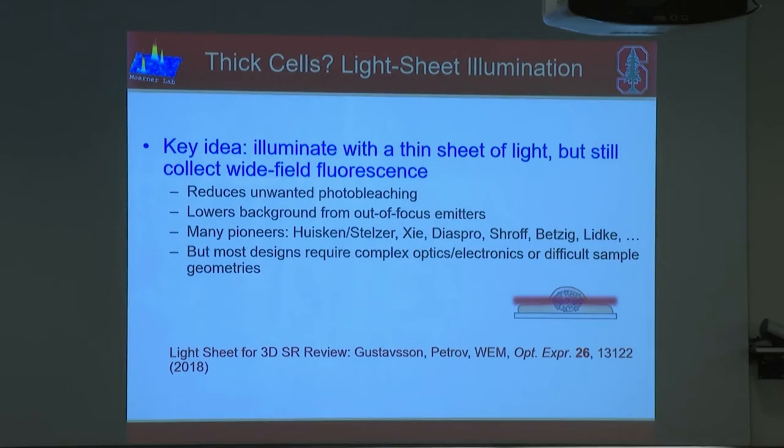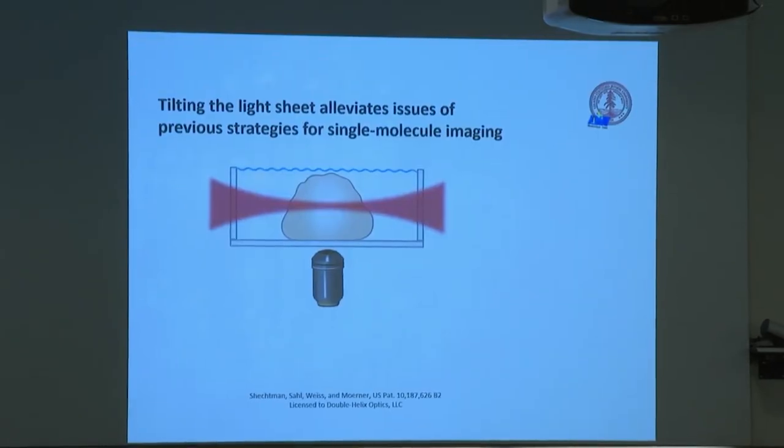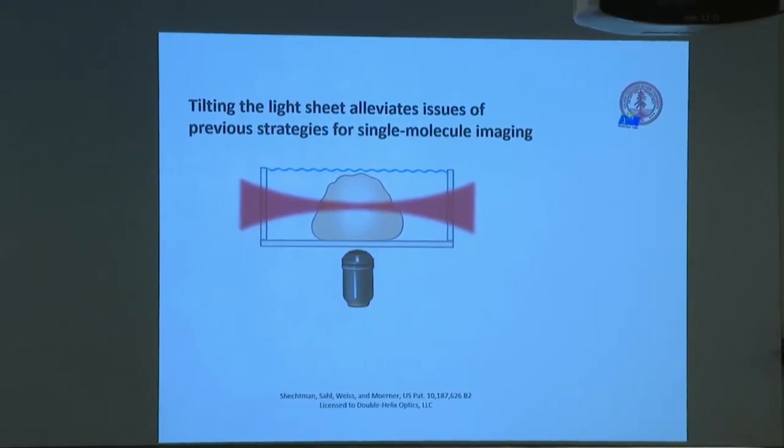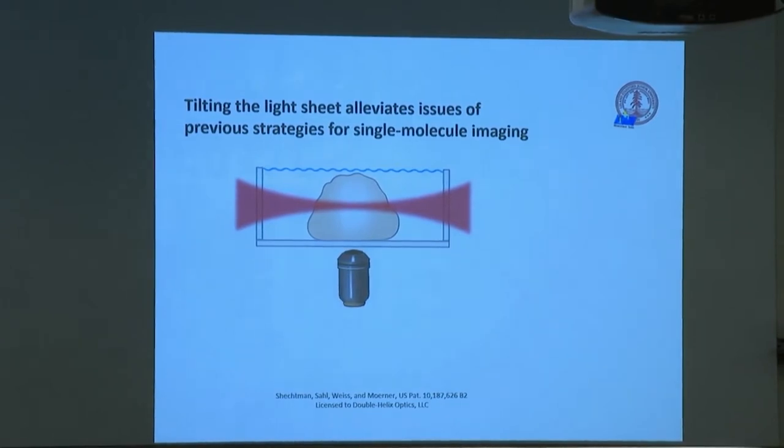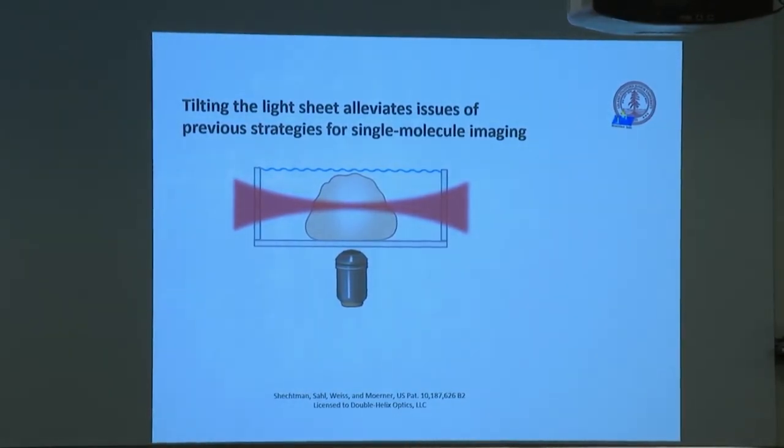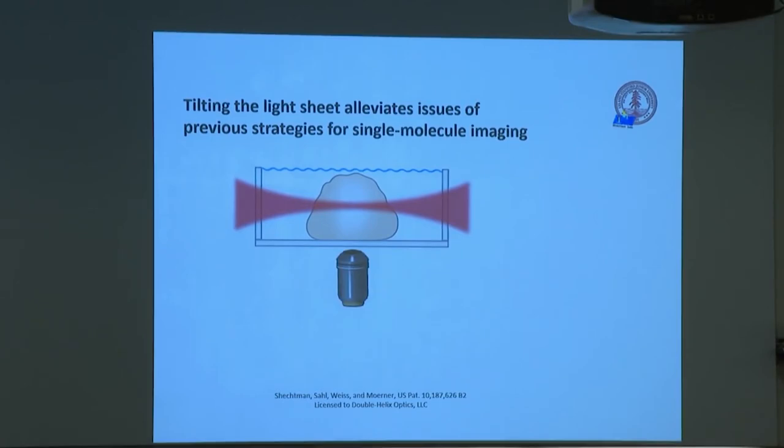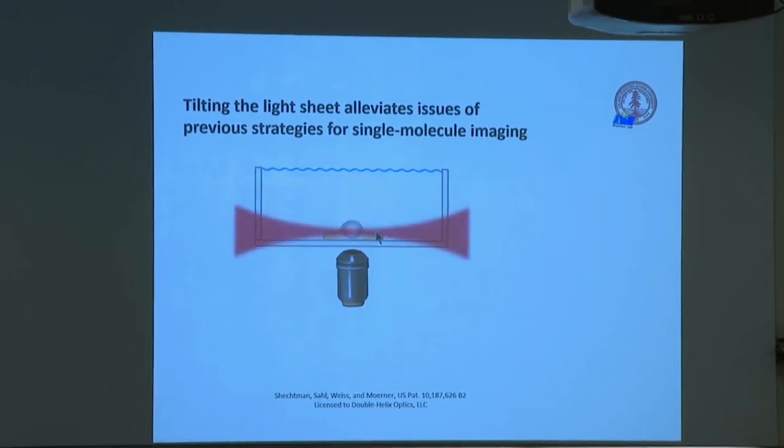So I list all these pioneers and so on, but I want to point out a difficulty with many light sheet designs. Think of that cell, and here's our light sheet that's coming in from the side, so think of a plane that's slicing through that cell. You have a problem if you want to get down close to the cover slip when you want to look at the bottom of the cell, because that will badly distort the light sheet due to this corner of the chamber that's holding the cells.